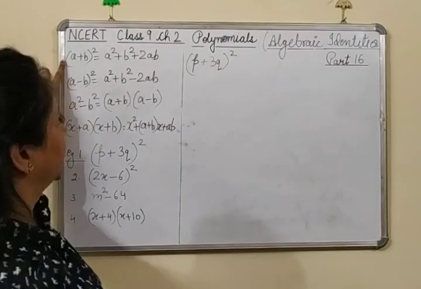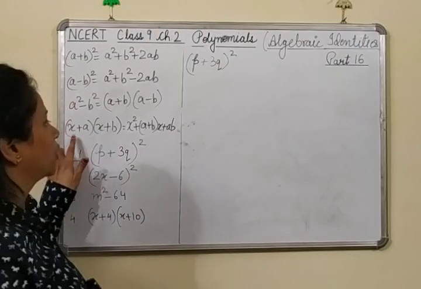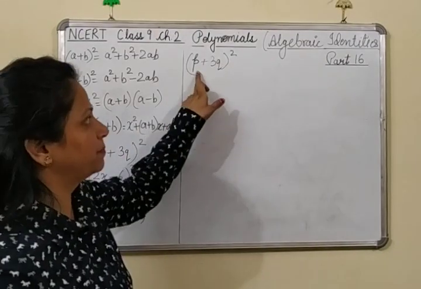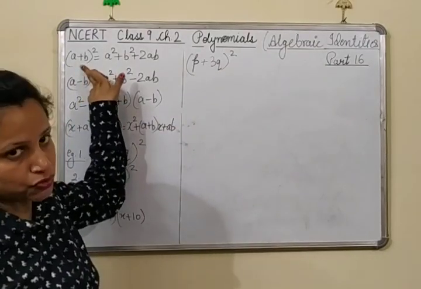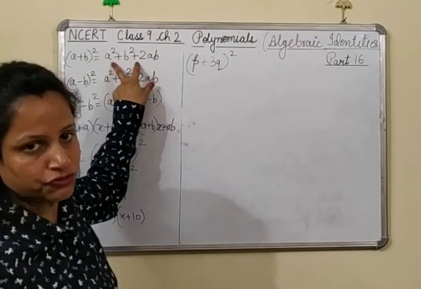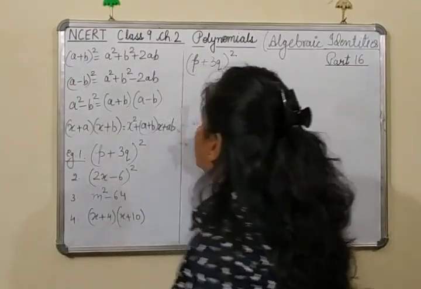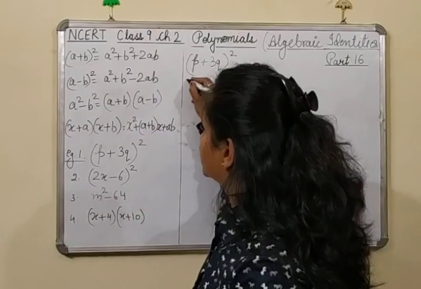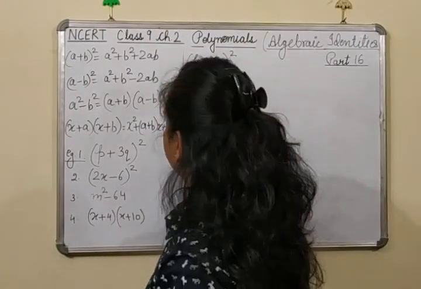Look here: a plus b whole square, a minus b whole square, a square minus b square, or x plus a and x plus b. Directly we can see p plus 3q whole square is in the form of a plus b whole square. That means it is for sure that we need the answer in this form, right? But now see how we have to do it. The question is p plus 3q whole square. What will we be doing? First of all, we will be writing the identity which we are applying. Which identity do we know?